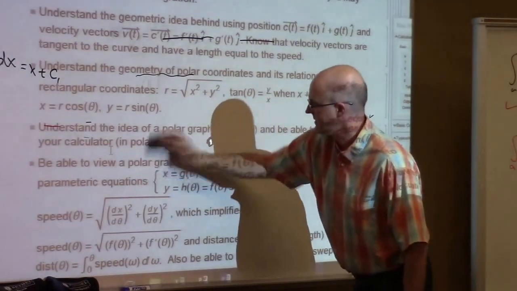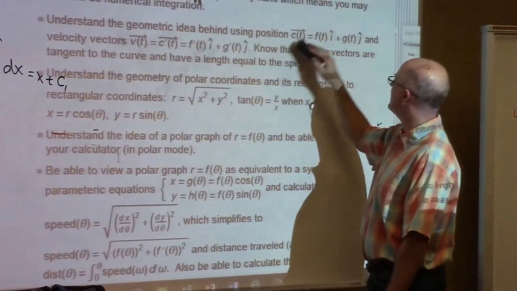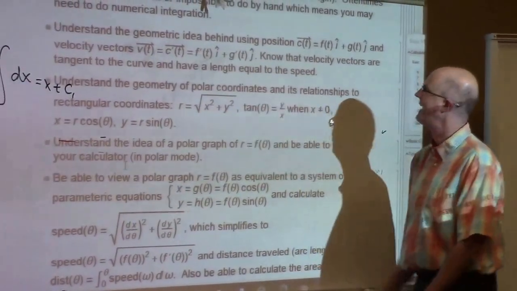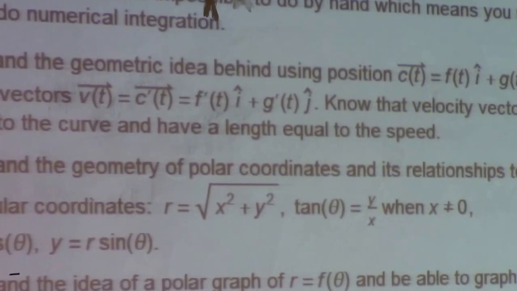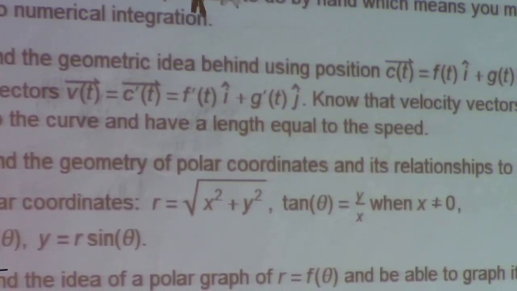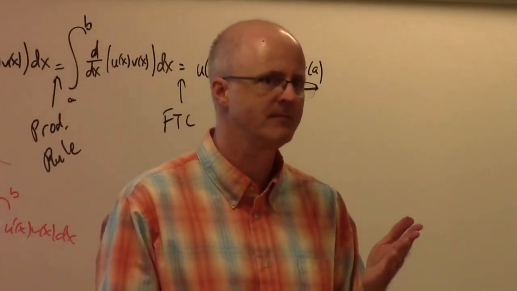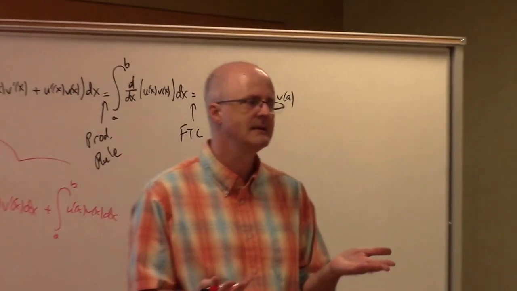What about vectors? I wrote the vector notation up here with the i hat and the j hat just for the sake of completion, but I think really the only thing I can test you on with vectors is, if you sketch the parametric curve, you should be able to sketch the position vector and the velocity vector in the picture. That's the main thing we focused on.